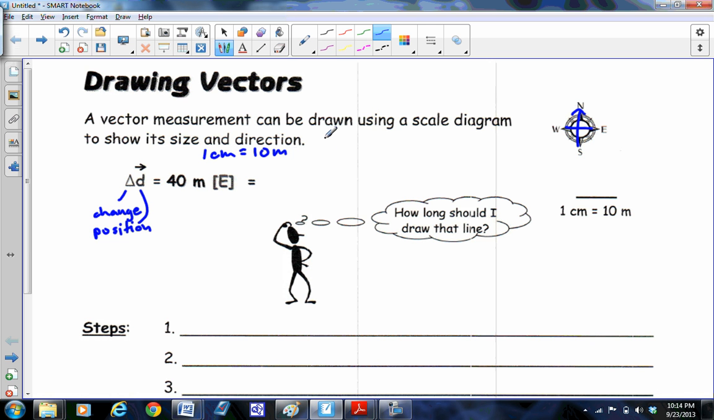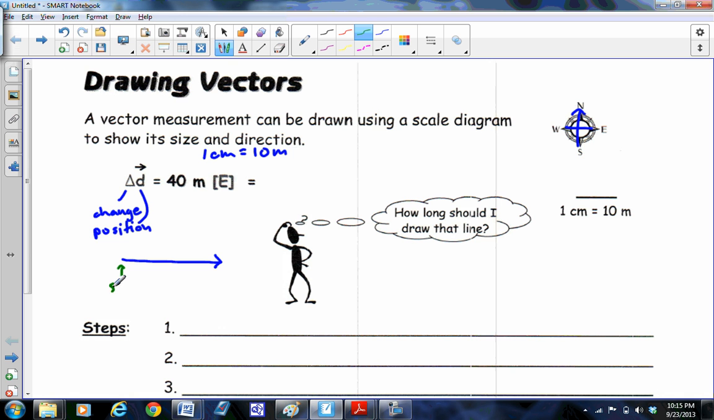So what I then do is I take my ruler, I put it on my paper, and then I draw a line that is 4 centimeters long, exactly 4 centimeters long, from the beginning to the end, including this little arrow tip. So this arrow tip is telling me that I'm going to the east, because of my compass point, and because the line is 4 centimeters long, it represents, based on my scale, 40 meters east.